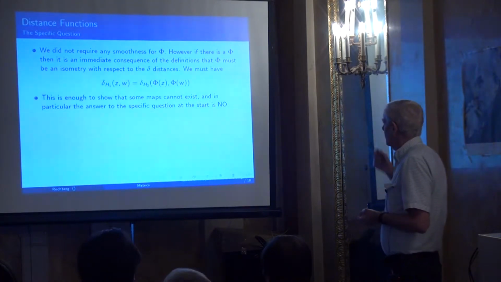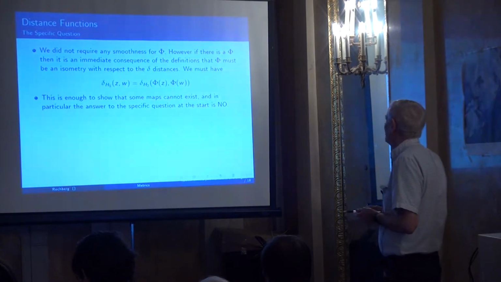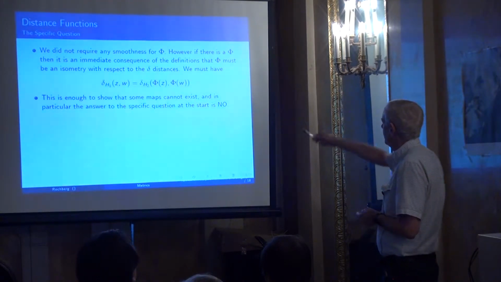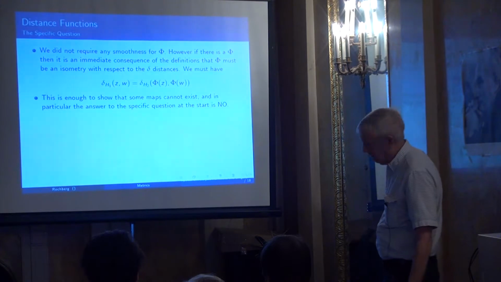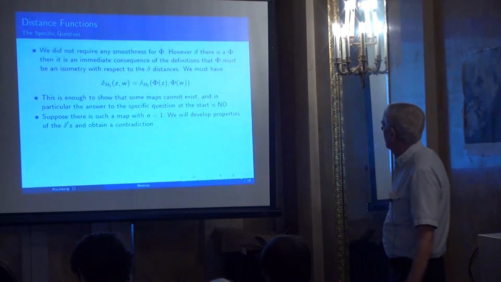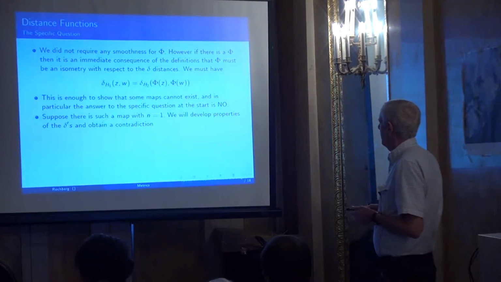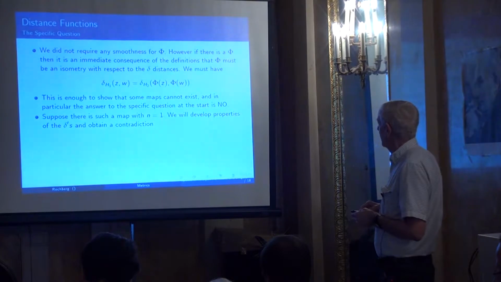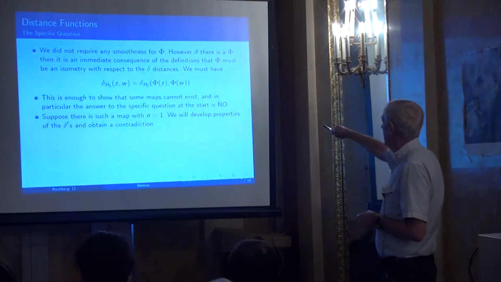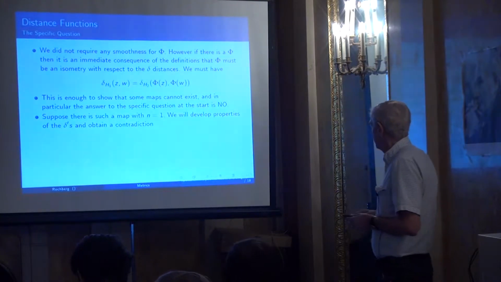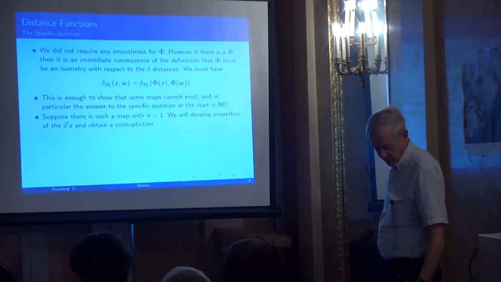And that structural fact is enough to show that some maps can't happen. And that's what I want to talk about: how to use that structural information to show a certain map can't exist. So suppose there is such a map, suppose the answer to the question, can n equals 1, is yes, and I'll start developing structural properties of the mapping in terms of these delta functions, and we'll get a contradiction.